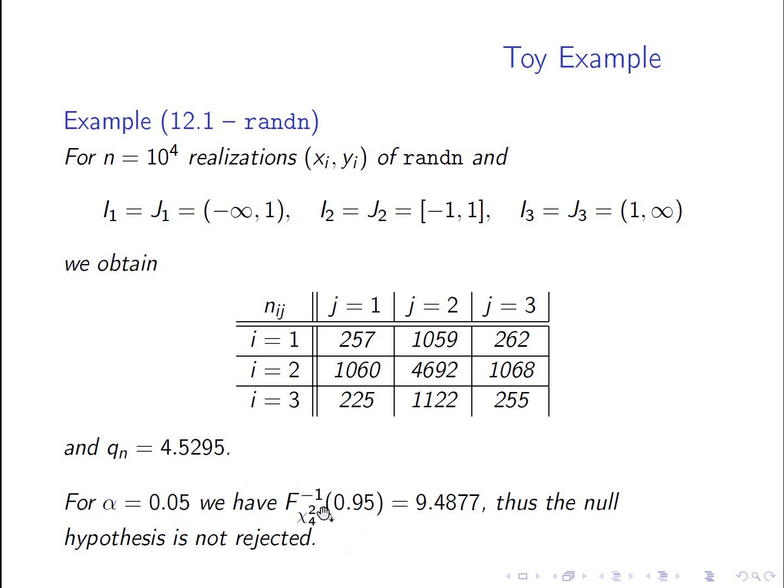So we have here 3 intervals for both components. So k and l are 3, k-1 is 2, l-1 is 2, 2 times 2 is 4. So we have to look at the chi-square distribution with 4 degrees of freedom and evaluate the inverse distribution function at 0.95. And if one does this, one gets this value here, 9.4877, and 4.5295 is much smaller than this, so the null hypothesis is not rejected.